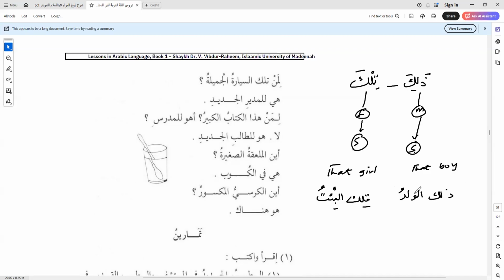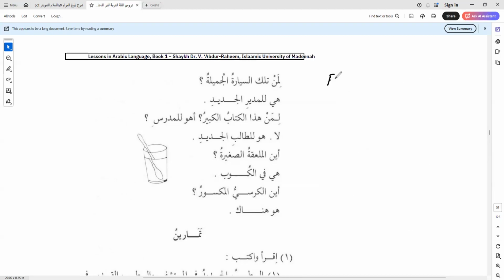So you can see that walad, boy, is what? Masculine and is singular. And then tilka al-bintu, bintu is what? Feminine and singular. So here we use tilka also when an object is considered feminine in لغة العربية, like sayyaratu, a car. So as-sayyaratu is al-jamilatu. So you can see here the noun is feminine. So therefore, the adjective must be feminized. The adjective must be what? Feminized.